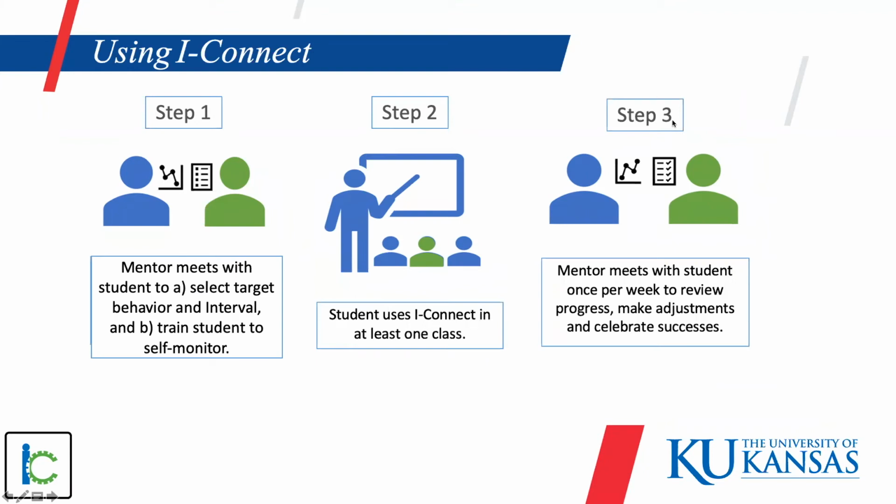Now that you have a little introductory knowledge into self-monitoring and IConnect, let's talk about how you can use IConnect with your students. IConnect is implemented in 3 steps. First, the mentor meets with the student to select a target behavior and interval, and then the mentor trains the student to self-monitor using IConnect. Next, the student uses IConnect in at least one class or pretty regularly. And lastly, the mentor meets with the student at least once a week, or again, pretty regularly, to review progress, make adjustments, and celebrate successes.